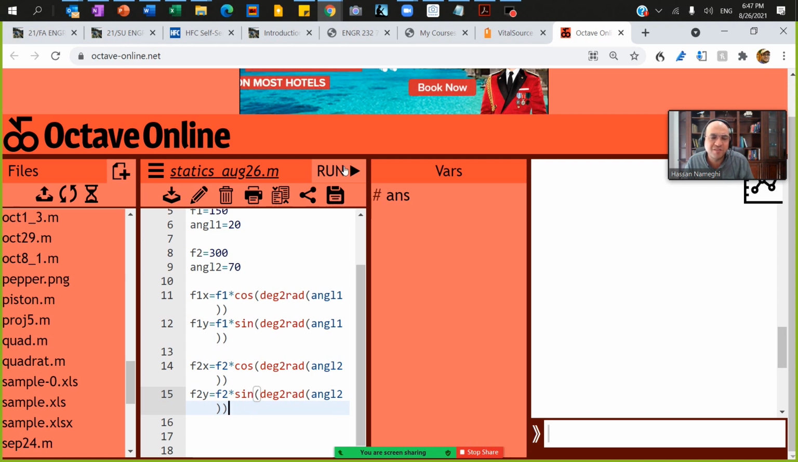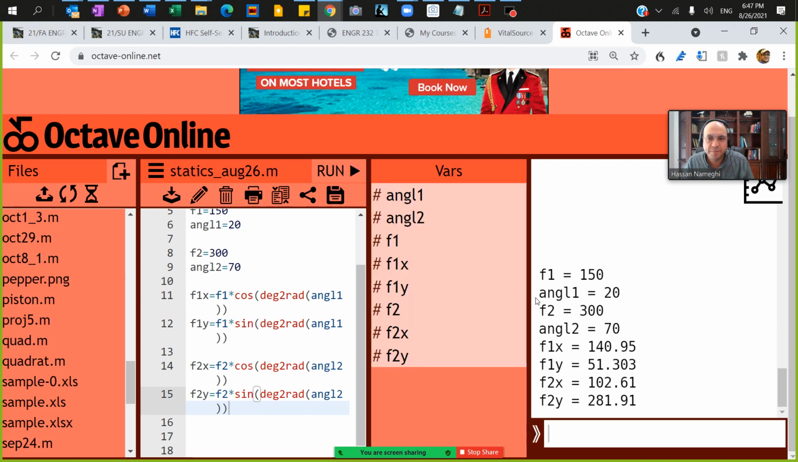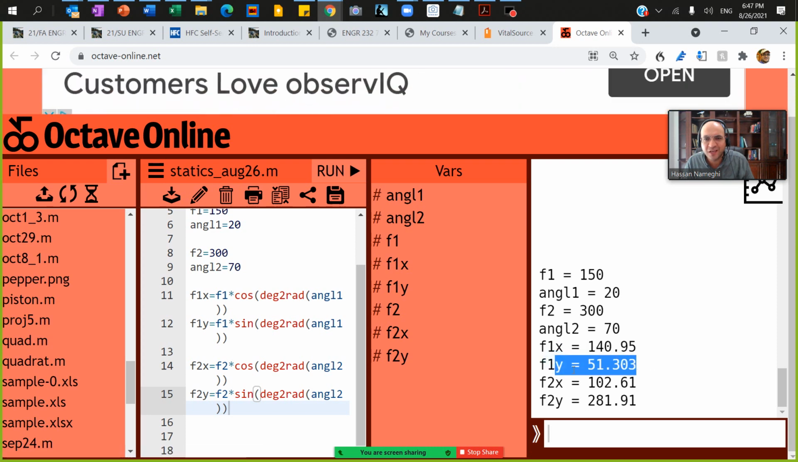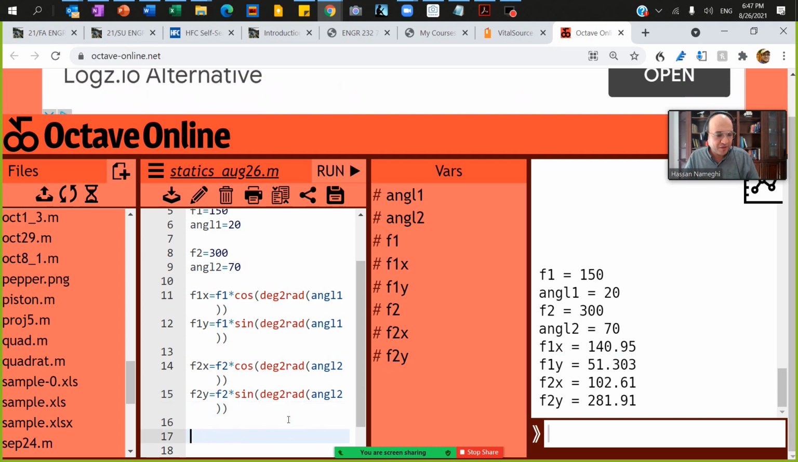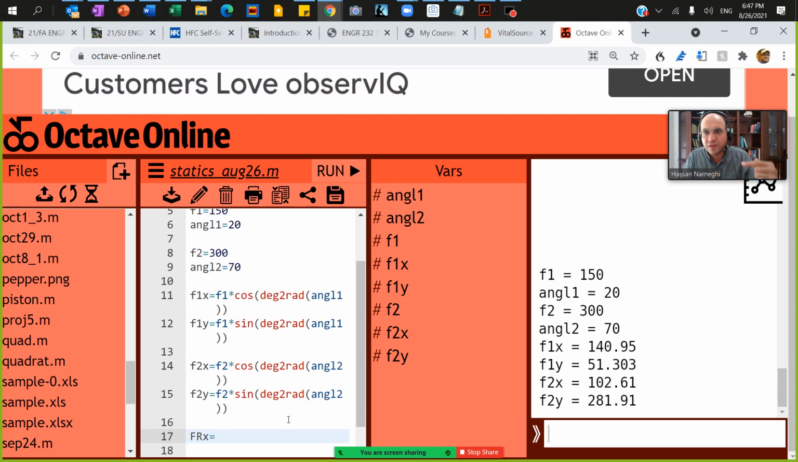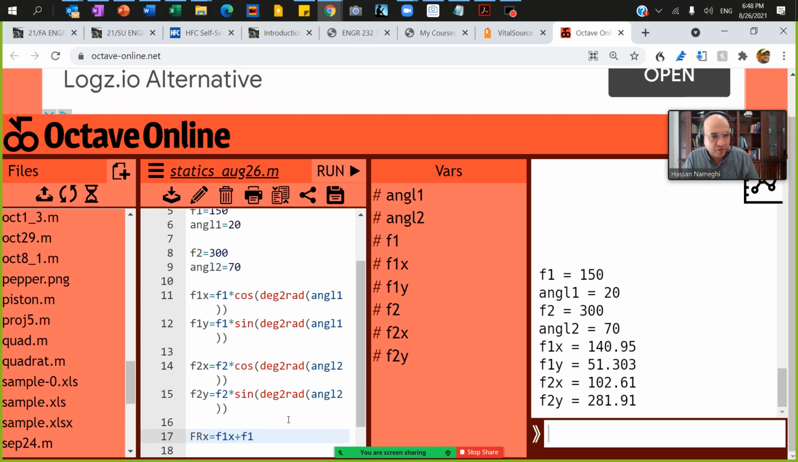So I can actually run it and see whether it's working or not. Every time you have to hit save and run. Save, run. It did the calculation for me. So F1x is 140, F1y is 51. It did the calculation for F1x, F1y. Now I want to find FR. So I'm going to say FRx is equal to F1x plus F2x. I have to respect the capital letter and small letter. I can copy this and then change the x to y.